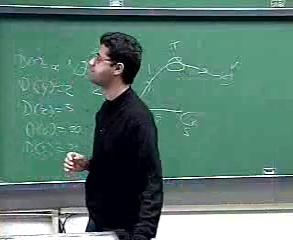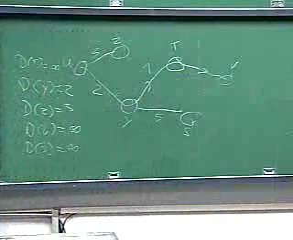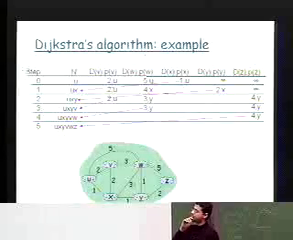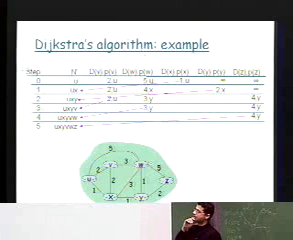So now when the algorithm has terminated, what would a forwarding table look like?